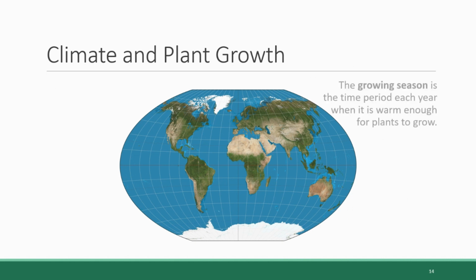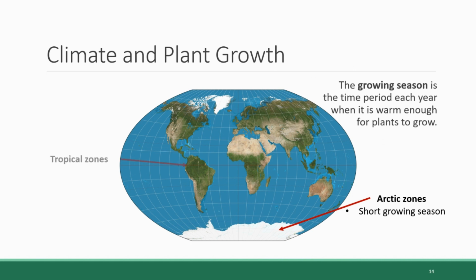And what type of plants can grow in a biome is related to the biome's growing season. The growing season is defined as the time period each year when it's warm enough for plants to grow. Arctic biomes have a growing season that is only a couple of months long because for the remaining portion of the year, everything is frozen. Whereas tropical biomes often have a year-round growing season as long as there's enough precipitation to support that kind of activity.